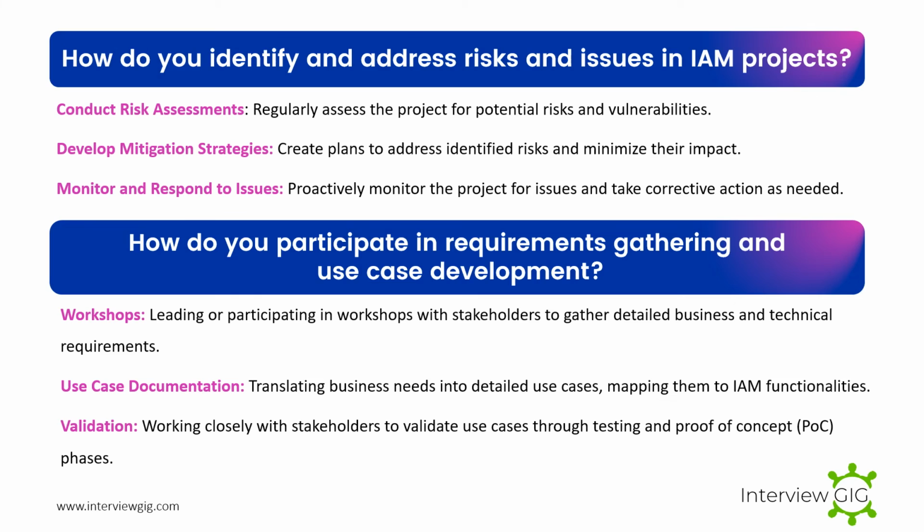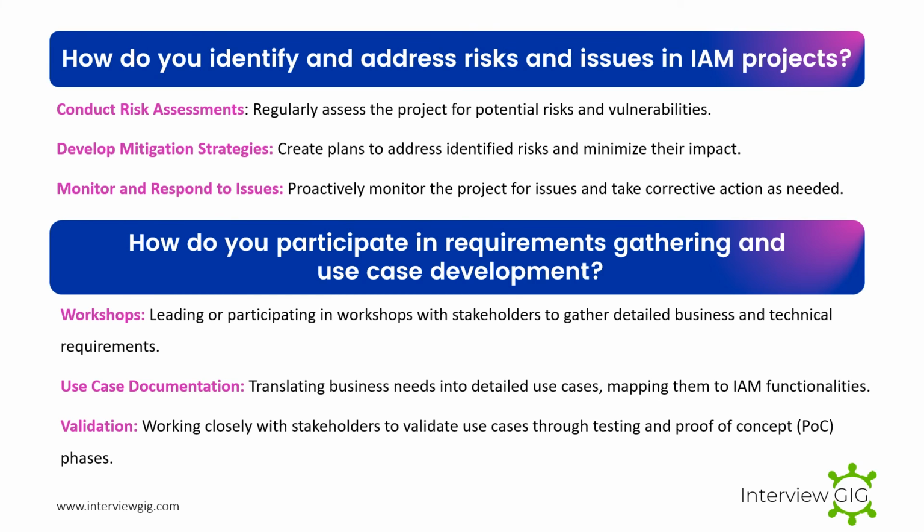How do you identify and address risks and issues in IAM projects? Conduct risk assessments. Regularly assess the project for potential risks and vulnerabilities. Develop mitigation strategies. Create plans to address identified risks and minimize their impact. Monitor and respond to issues. Proactively monitor the project for issues and take corrective action as needed.